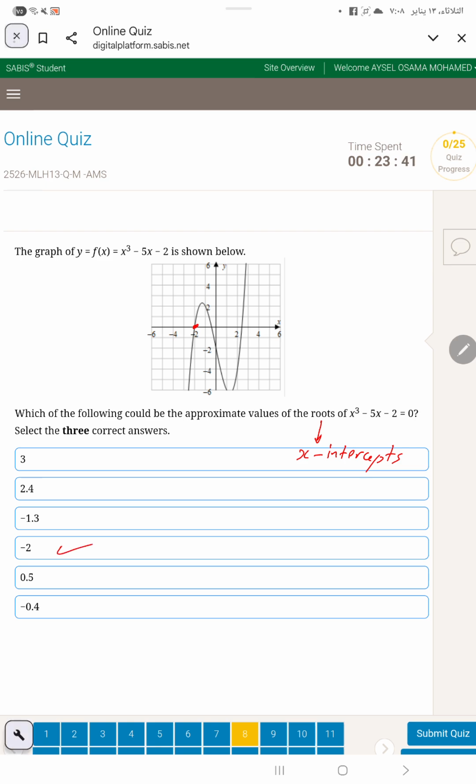intercept. It cuts it also between minus 1 and 0. It could be minus 0.4 here. It cuts it also here between 2 and 3. It could be 2.4. And that is the answer.